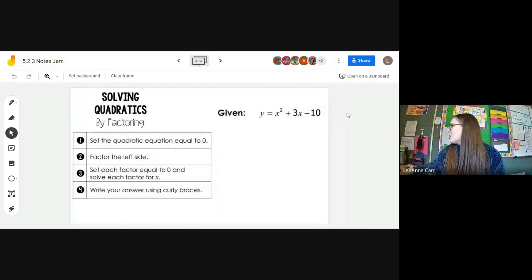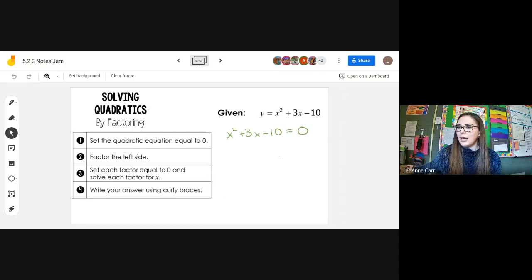So if I take this equation in frame 5 and I set it equal to 0, I'm going to be able to find the x values where that's true. So I'm going to take this equation, x squared plus 3x minus 10, and I'm going to set it equal to 0. That's our first step. Make sure you're following along with me. You're writing this down.